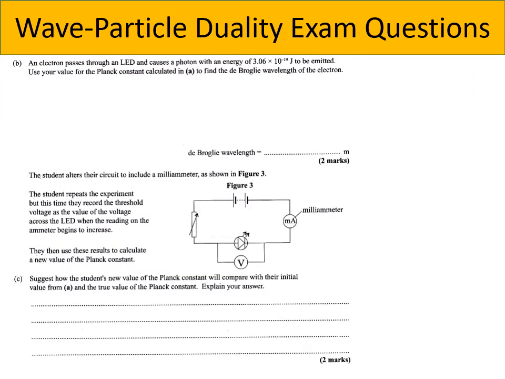So part B of question number 2. An electron passes through an LED and causes a photon with an energy of 3.06 times 10 to the power minus 19 joules to be emitted. Use your value for the Planck constant calculated in A to find the de Broglie wavelength of the electron. So hey presto, this is now into the wave-particle duality territory of the question. So what do we do?